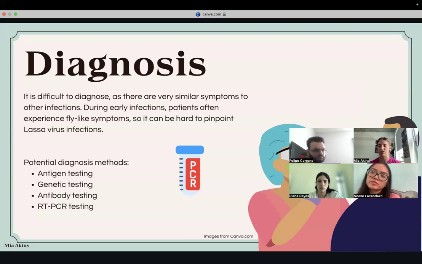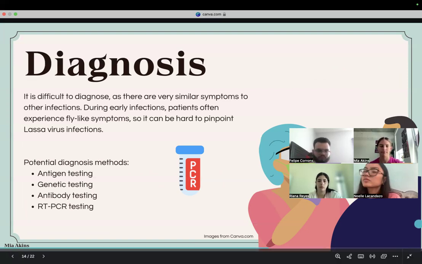Different diagnosis methods could be antigen testing, as mentioned, or genetic testing. Later in the infection, antibodies can also be tested for, but those sometimes don't appear until the second week or even later, so it can be used later in the infection cycle. And as we talked about before, RT-PCR testing has also been successfully used to identify Lassa virus infections.